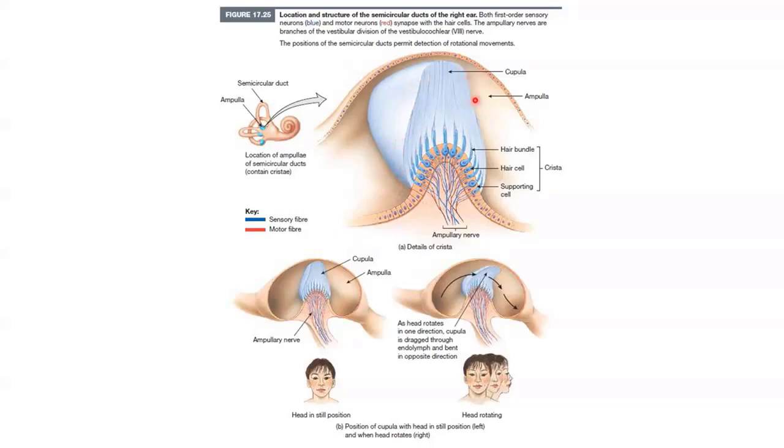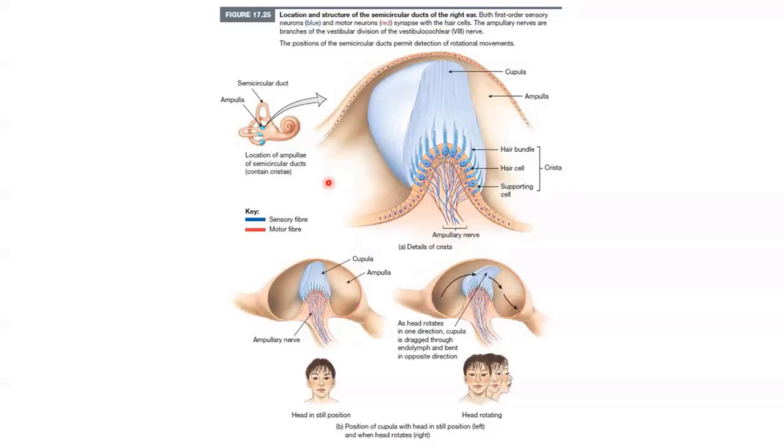Now, covering the crista is a mass of gelatinous material called the cupula. The hair bundles will extend into that cupula. Also within this semicircular duct is endolymph, which remember is a fluid.